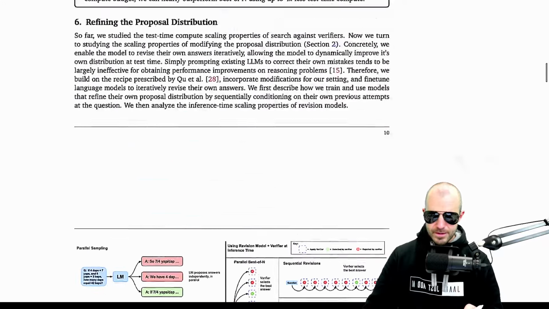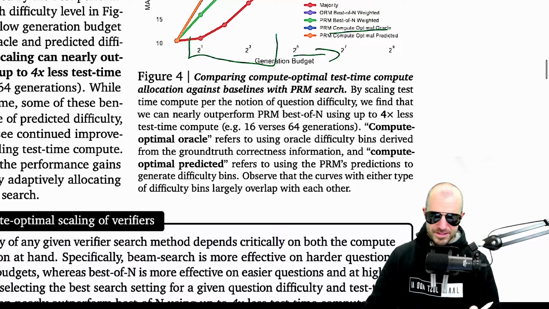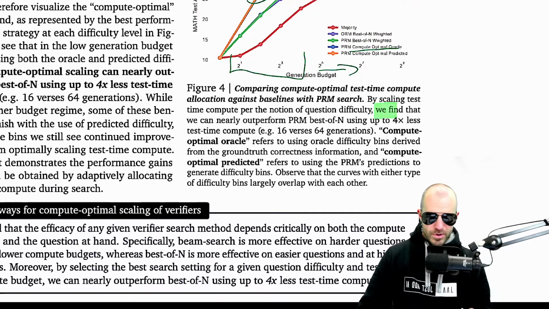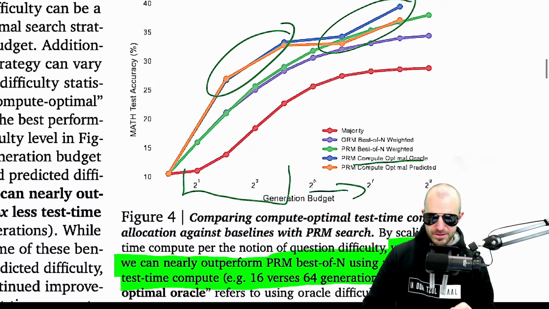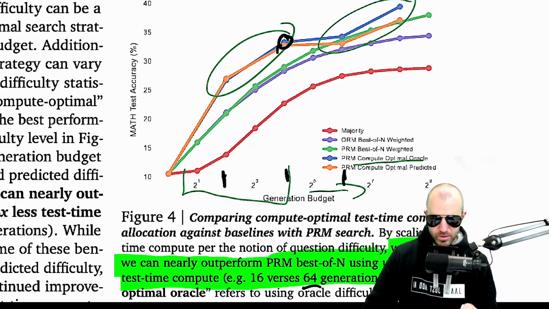All right. Yeah, the statement they're going to make here is something like, we find that we can nearly outperform the best of n using up to 4 times less test compute. So they're going to cherry-pick the absolute, here versus here, 2 to the 4 versus 2 to the 2. And then they're going to see, oh no, wait, 2 to the 4, 2 to the 6. Oh, this point here is almost as good as this point here on the green line. And that is a 4x compute difference, right?